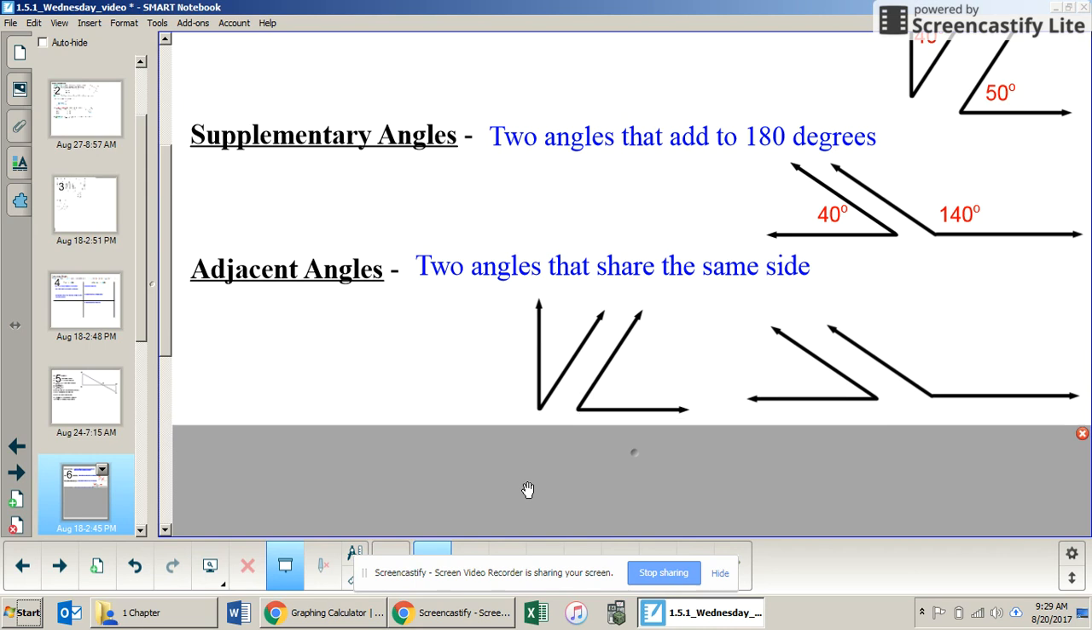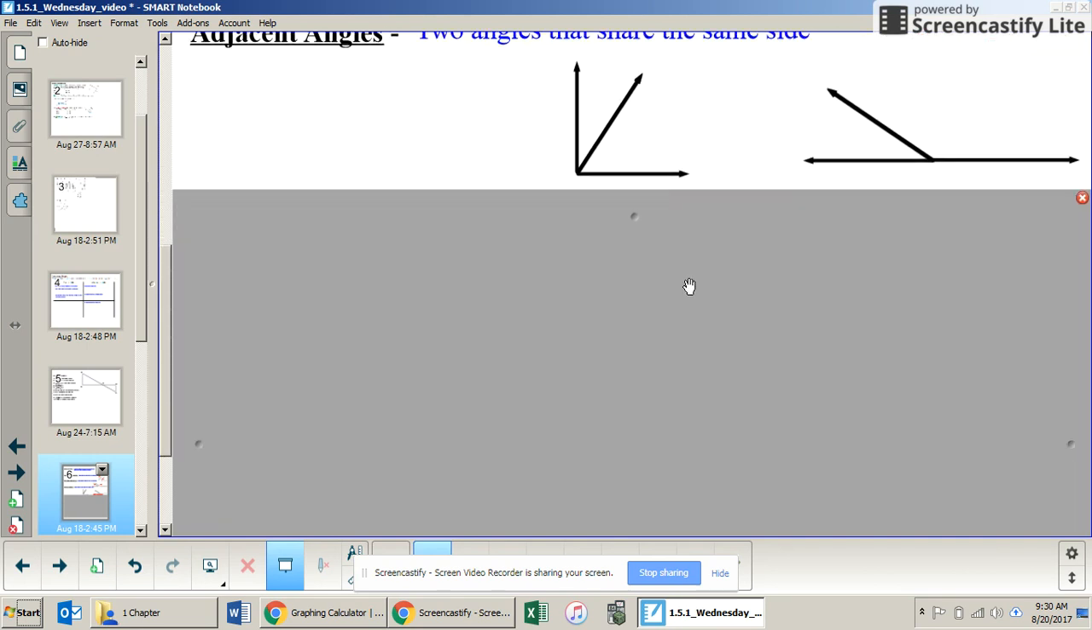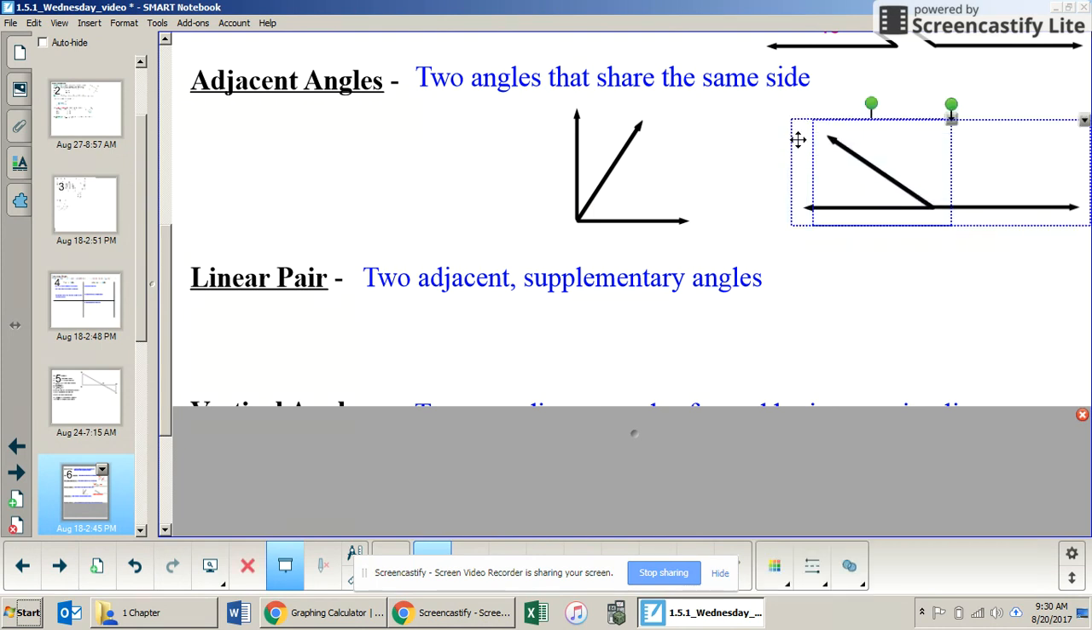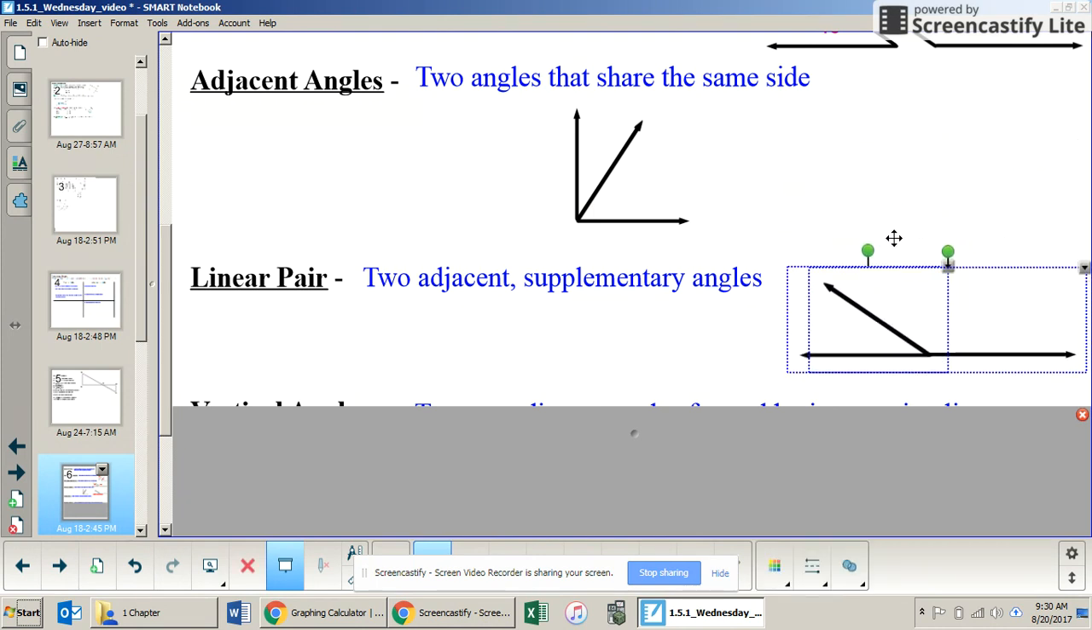Adjacent angles: these angles right here are not adjacent, but we can make them adjacent as soon as we connect them. So now these two angles are adjacent, and if I slide this over, now these two angles are adjacent. Adjacent angles are two angles that share a same side. Now, a linear pair is two adjacent supplementary angles. So the angles that we see right here, now that we've connected them, are a linear pair.